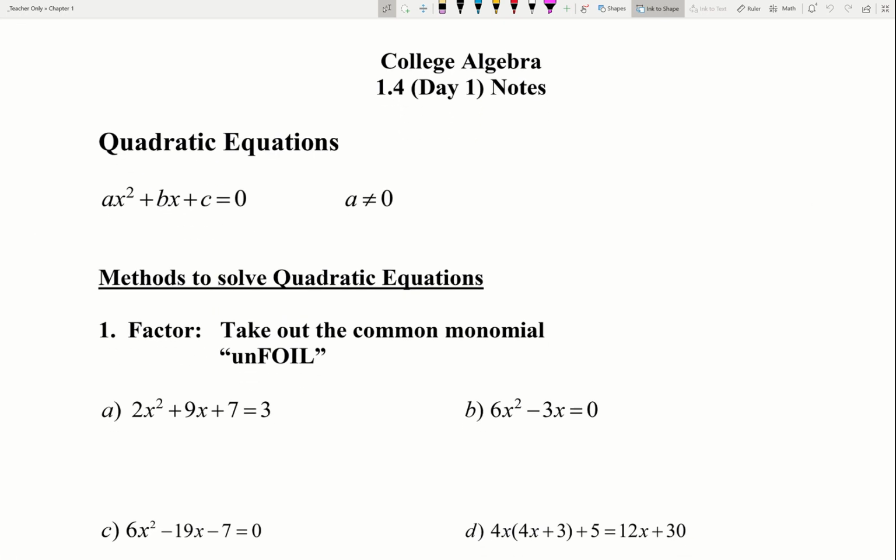Alright friends, welcome back. In this video I'd like to take a look at the next section of Chapter 1, which is Section 1.4, which will take 2 videos to discuss, and that is going to discuss how you solve quadratic equations, okay?